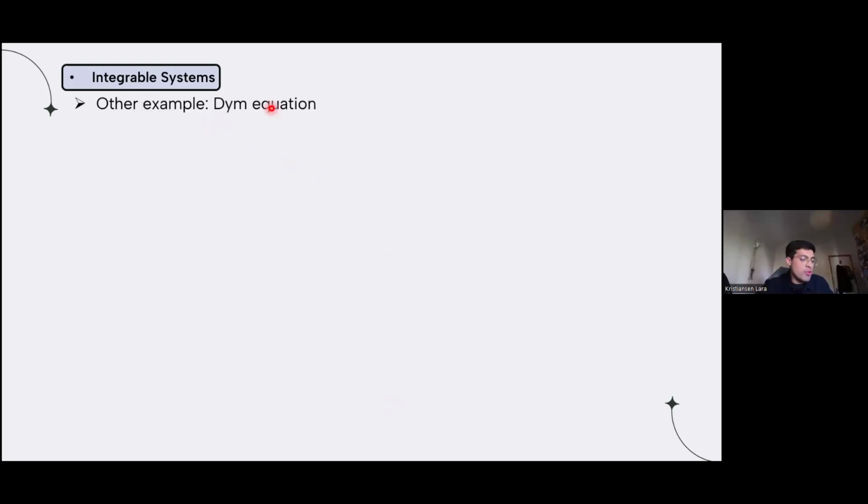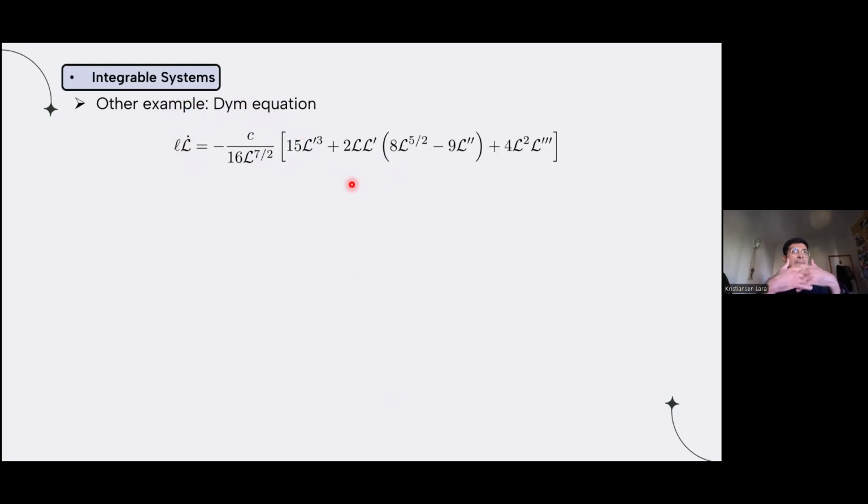So another example is the dim equation, which corresponds to the integrable system that we are going to analyze along this talk. KdV equations were a prelude. So the dim equation is like this. Remember that I told you that finding the differential operators of an integrable system that fulfill, in its Poisson structure, antisymmetry, Leibniz, and Jacobi identity is very hard.